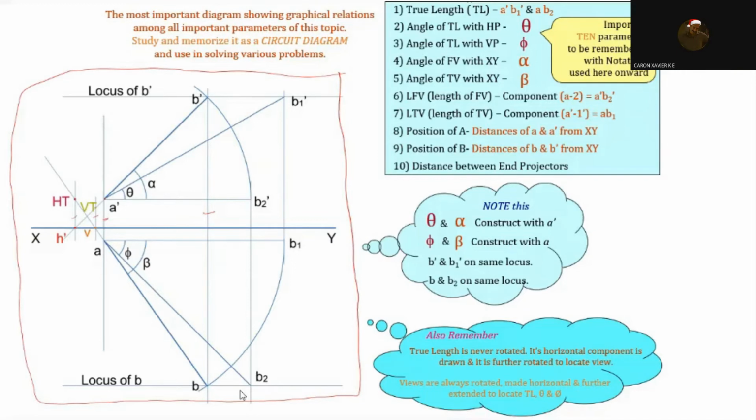Sir, could you explain that B dash B1 same locus point once more? Yeah, okay.